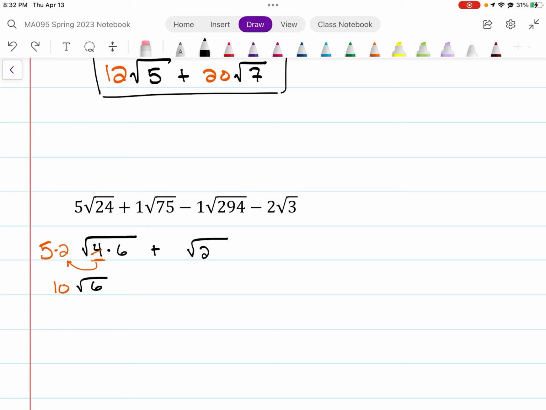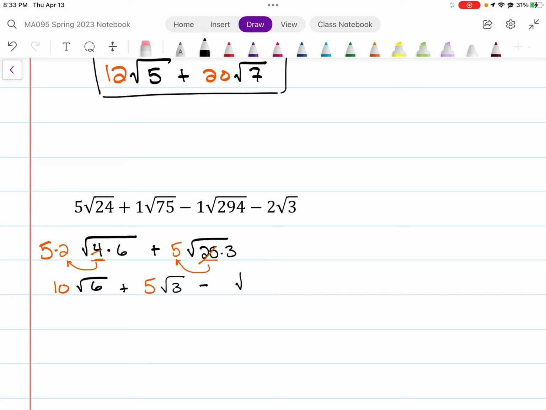75 is 25 times 3. All right, the 5 is going to come out from the 25, so that becomes a 5. All right, so I get, in this one, I get 5 square root of 3.